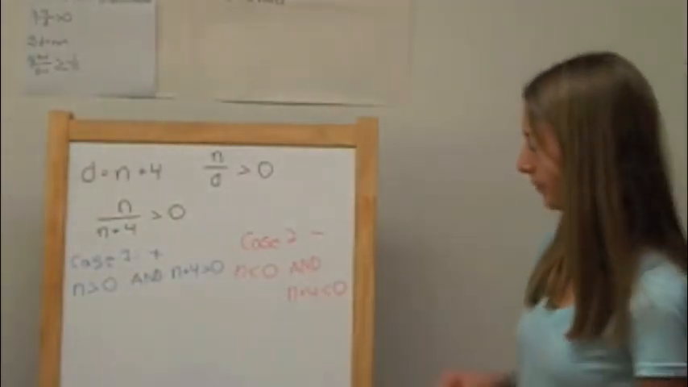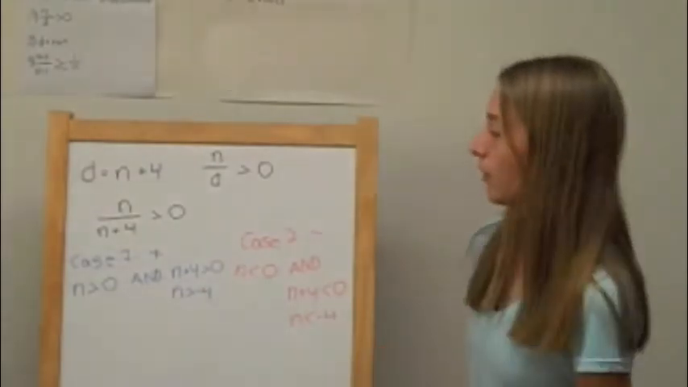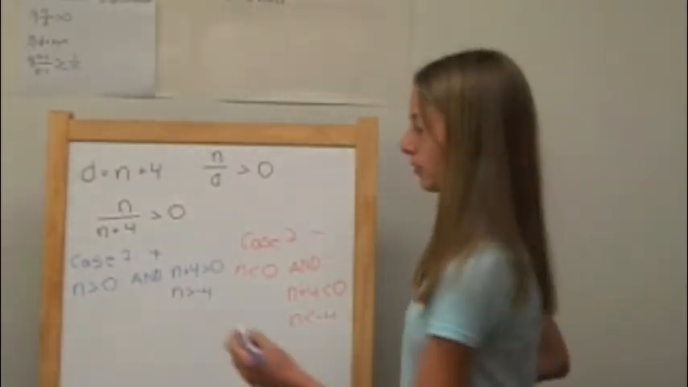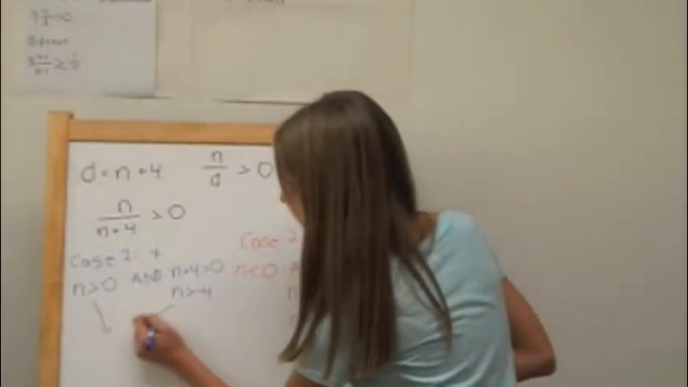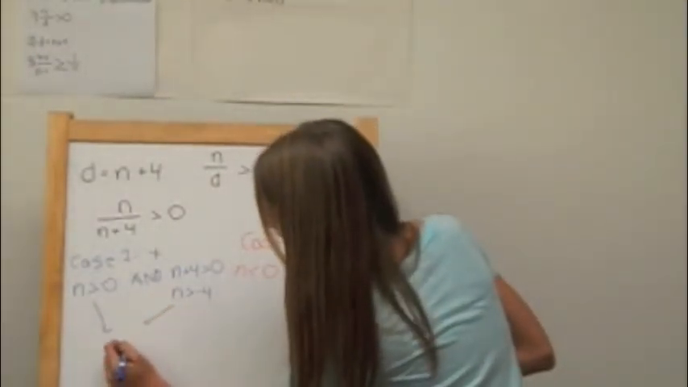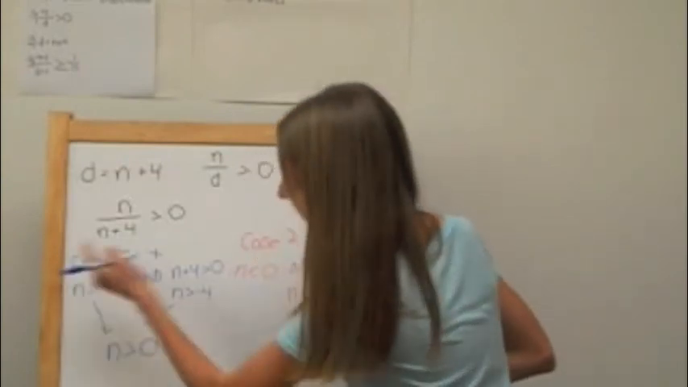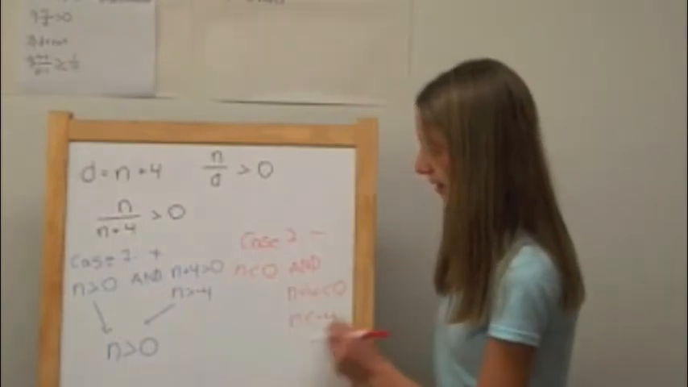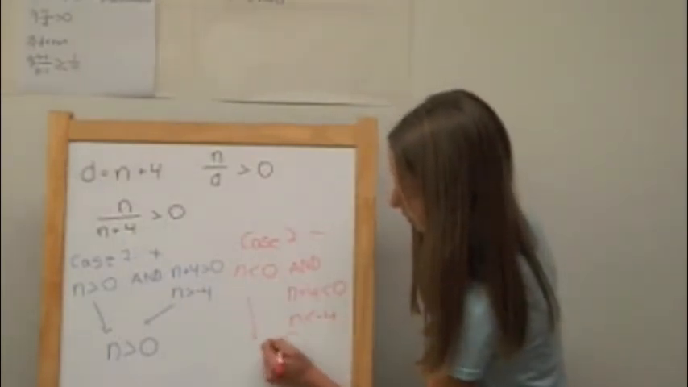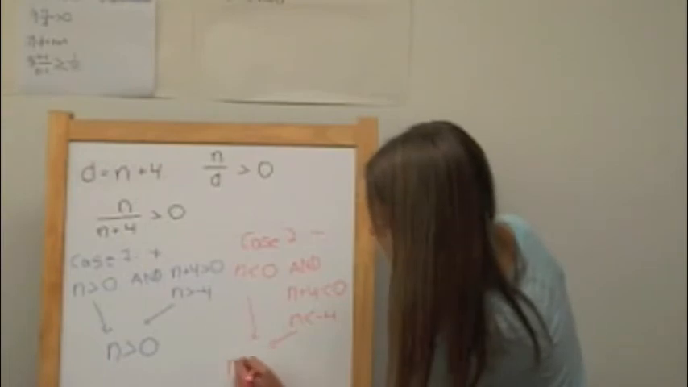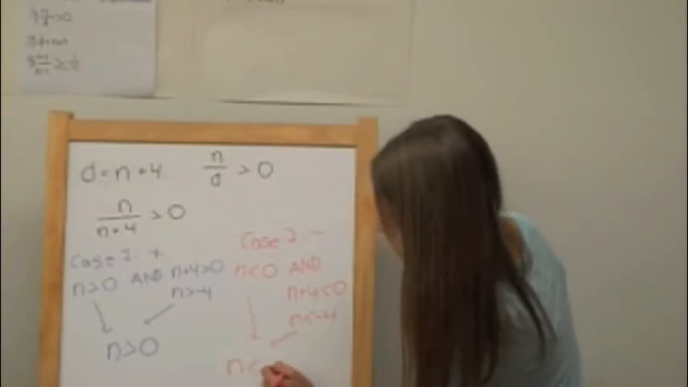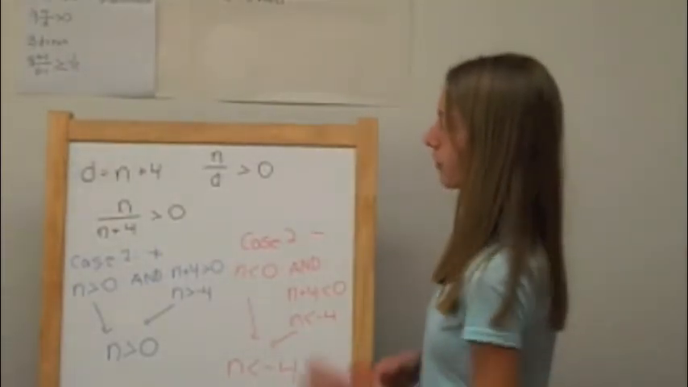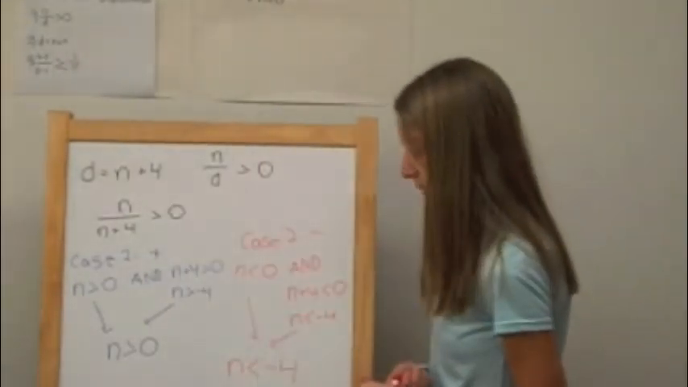Now we have to simplify. For n to be both greater than 0 and greater than negative 4, n has to be greater than 0 in this case. Now in the second case, n is less than 0 and n is less than negative 4, so n is less than negative 4. These are our two solutions for the first inequality and the equation.